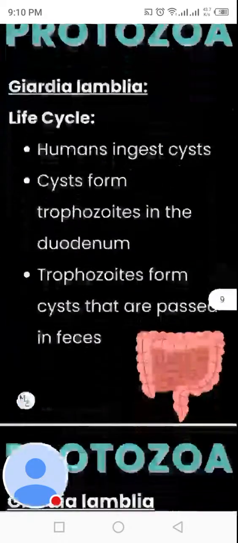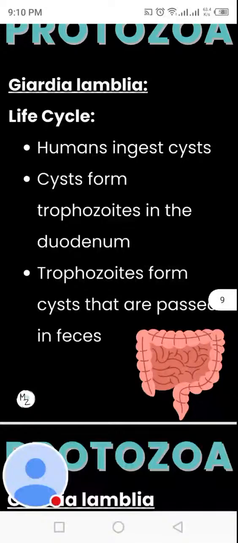Let's start talking about the life cycle. The life cycle of Giardia lamblia consists of 2 stages. One is the trophozoite and the other one is the cyst, and it starts with the transmission. When the human ingests the cyst, the cysts then pass down to the intestine, and it excysts in the duodenum into 2 trophozoites. And these trophozoites then form cysts that are passed in feces, and sometimes trophozoites are also passed in feces in the cases of asymptomatic patients like the carriers.